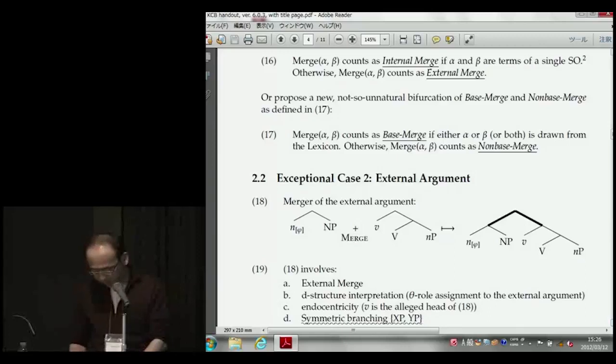Otherwise, alpha beta counts as non-base merge. So base merge has a kind of special status in that it takes an LI from the lexicon. It sort of starts the whole computational process. We will remain neutral for the purpose of this talk with regard to the choice between 16 and 17. But either way, it is rather easy and also reasonable to say that head movement falls within the category of internal merge or non-base merge for the sake of the proposed generalization.